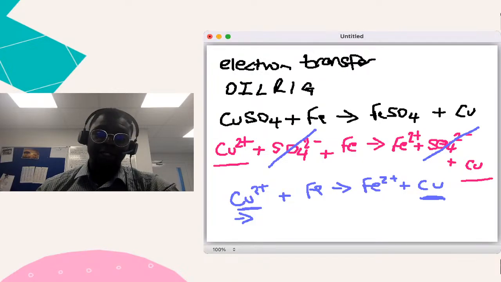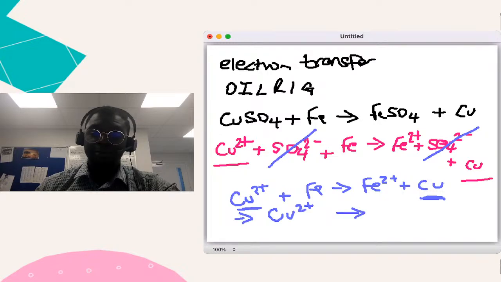So in this instance, I'm going to write out the equation for each, and then I'm going to go about balancing them.